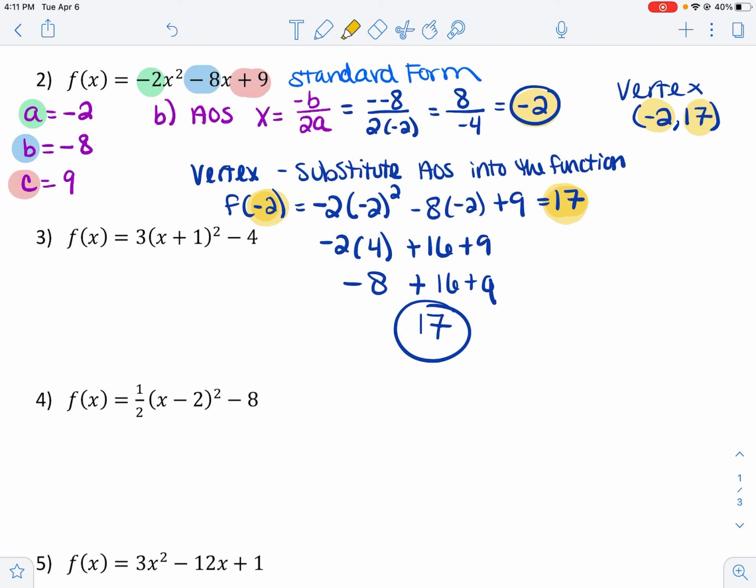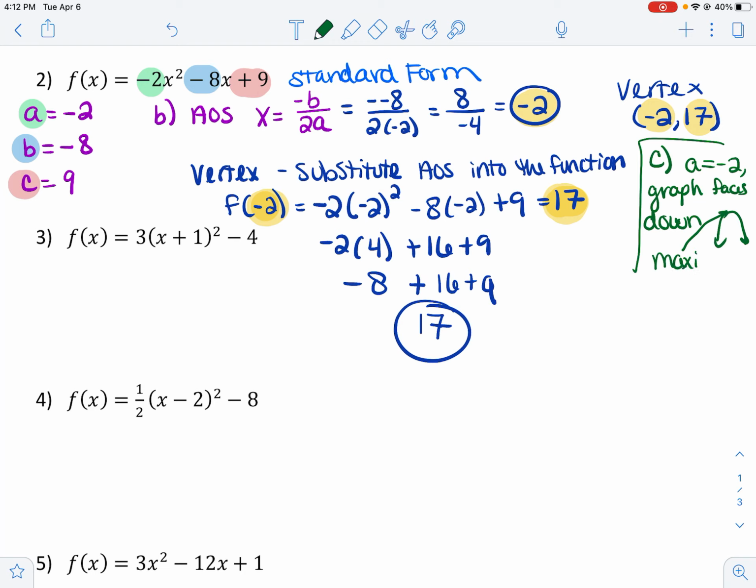And then part C is asking, does this graph face up or down? Does it have a maximum or a minimum? Well, again, let's look at the a value. So if a is negative 2, then the graph faces down, which would look like this. So then that point has to be a maximum. The vertex of your function here would be a maximum.